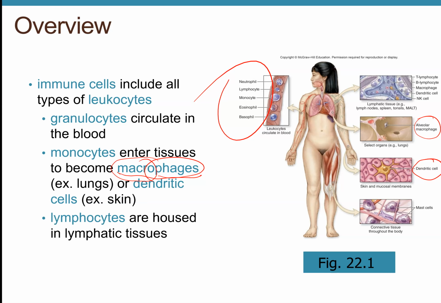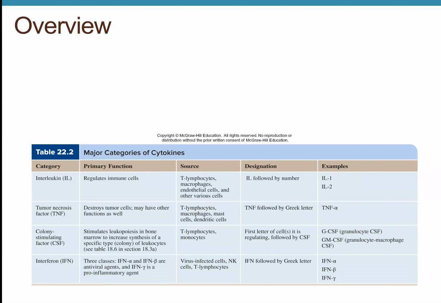You also have lymphocytes, and lymphocytes are a type of white blood cell that's going to be living in lymphatic tissues, and we saw some of those in the last chapter with your T lymphocytes and B lymphocytes. There's some different types of those, and we'll get into that more in this chapter a little bit later.